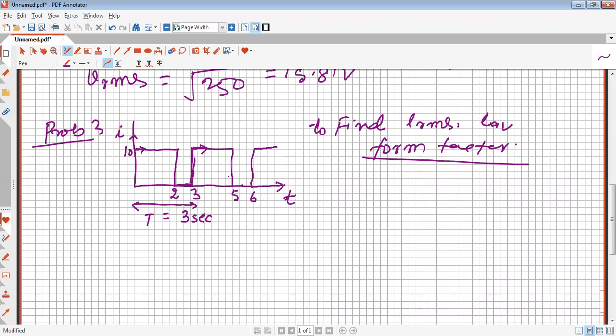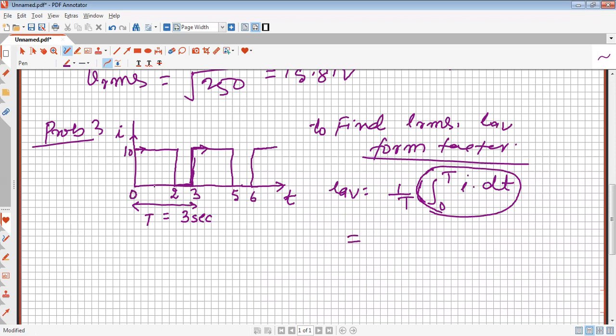Now we have to find the RMS value and average value also. First of all I am going to calculate the average value. Just define 1 by T integral from 0 to T of I dt. This is nothing but the area under the curve of I and time over the period 0 to T. So in the 0 to T period, we will see how we can find this value.